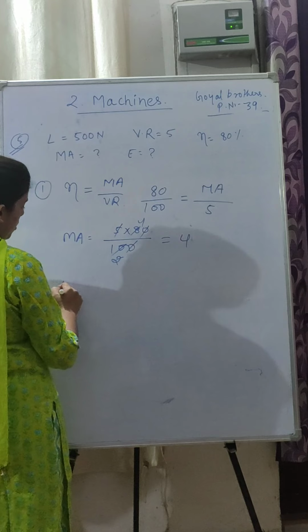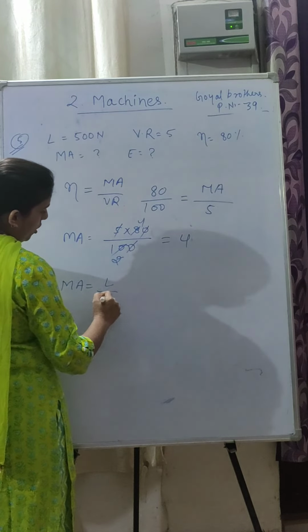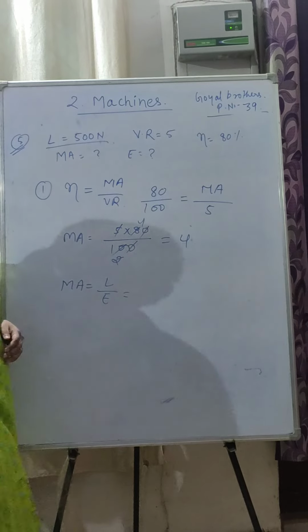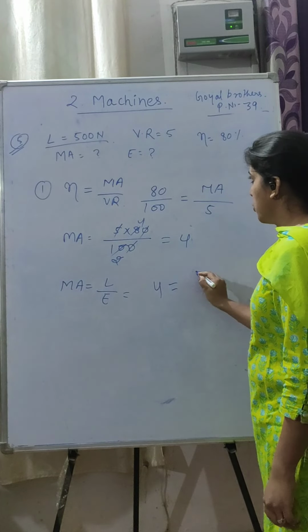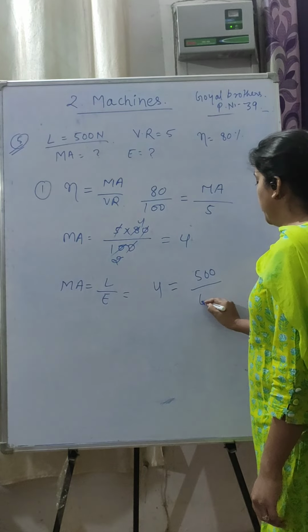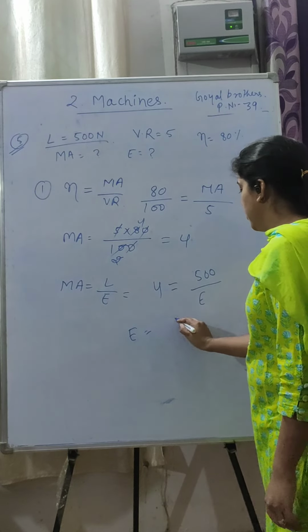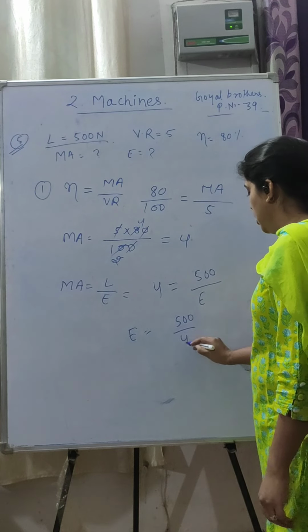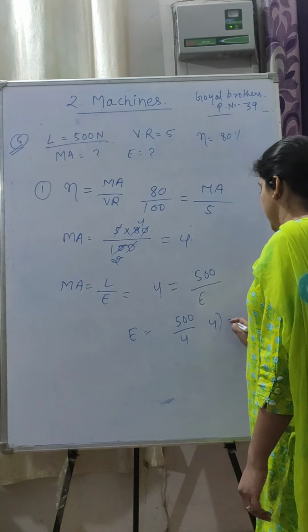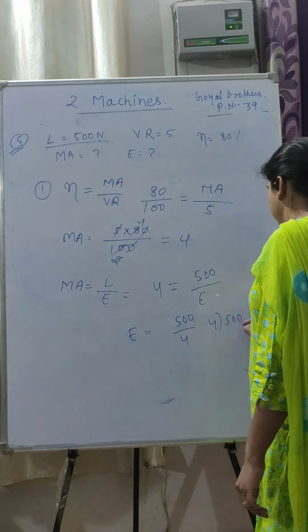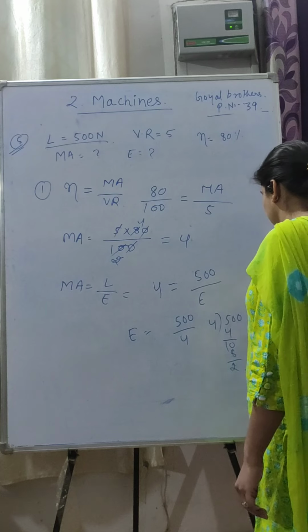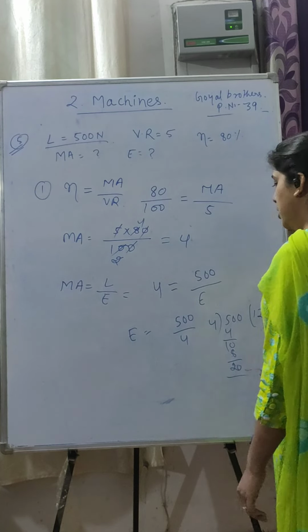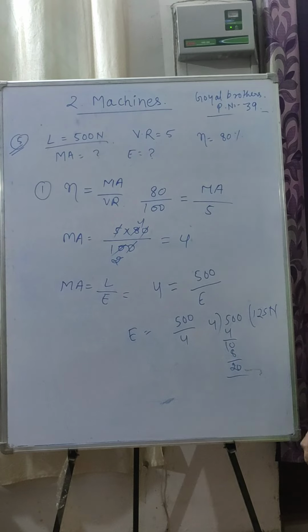And now the effort. How can we identify the effort? We know the mechanical advantage is equal to the load upon effort, and we have the load here, that is 500 Newton. So the mechanical advantage we got, 4, is equal to 500 upon effort. So by calculating it, we will get the effort, which is 125 Newton. Yes, it is the answer of this question.